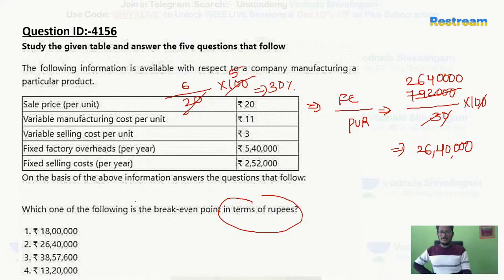Otherwise, whatever break-even we got, 1,32,000 in question number 1, you can multiply it with the sales price, which will become 26,40,000. Either way, you can get it from question number 1.